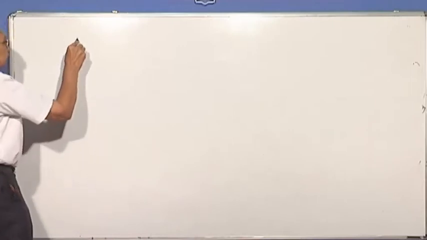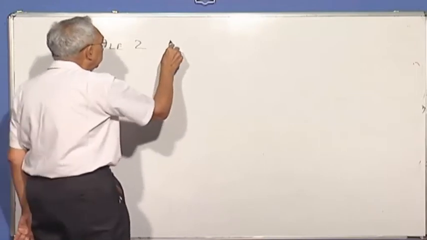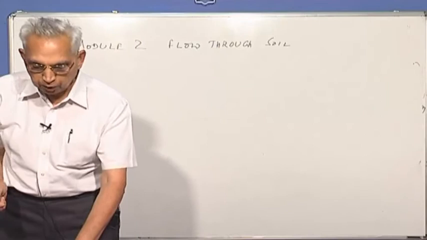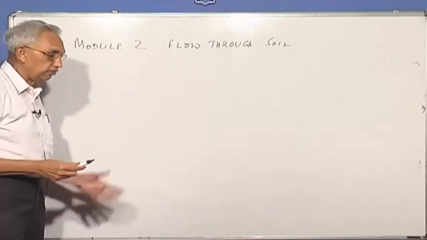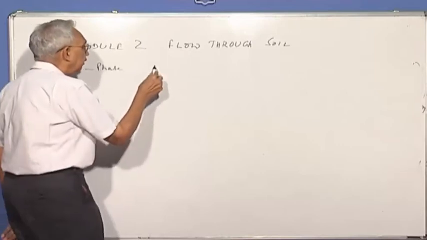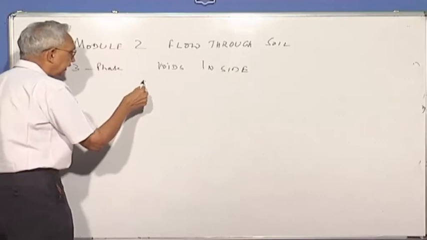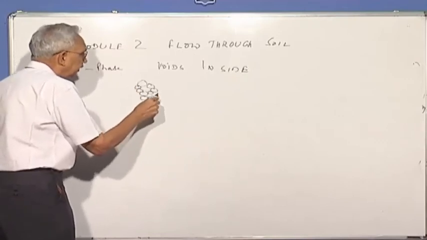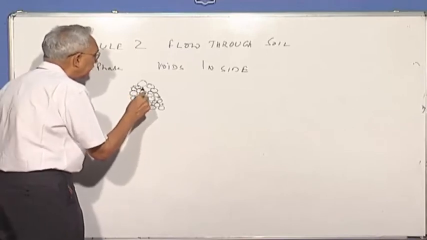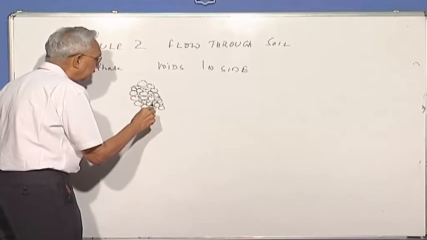I would like you to now go to Module 2, which is generally flow through soils. It's a very interesting topic in the sense that when you look at soil, which is a three-phase material, you will have voids inside. For example, if I take a section through the soil and these are the grains arranged in a particular pattern, you can see that these spaces are what we call voids.